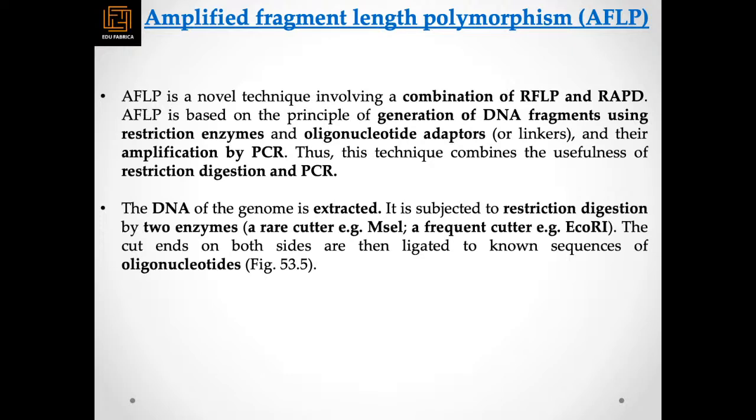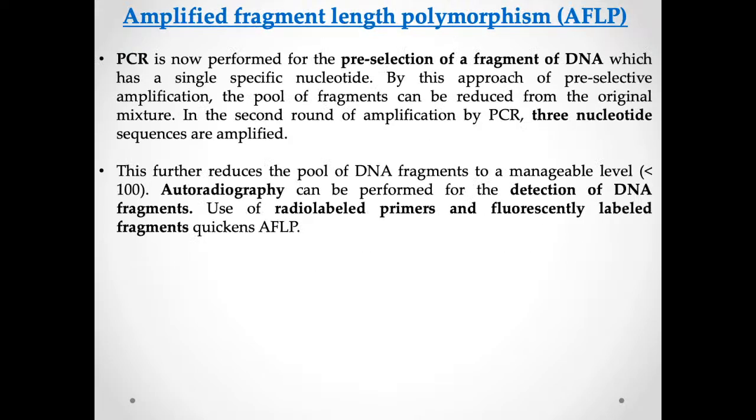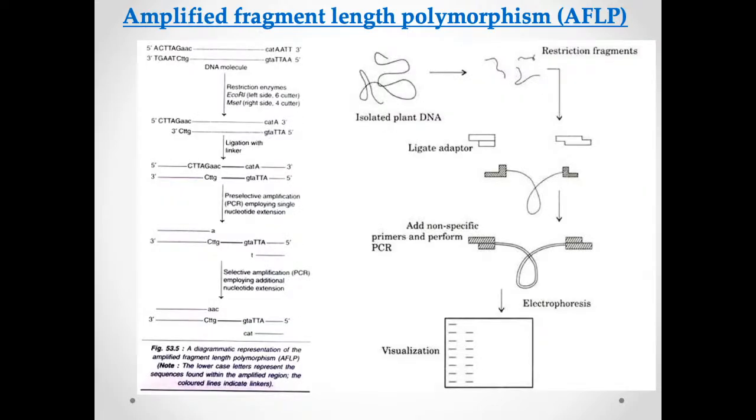So DNA of the genome is extracted and it is subjected to restriction digestion by two enzymes. PCR is now performed for the pre-selection of fragments of DNA, and three nucleotide sequences are amplified, and autoradiography can be performed for the detection of DNA fragments, using labeled primers and fluorescently labeled fragments, which is AFLP.